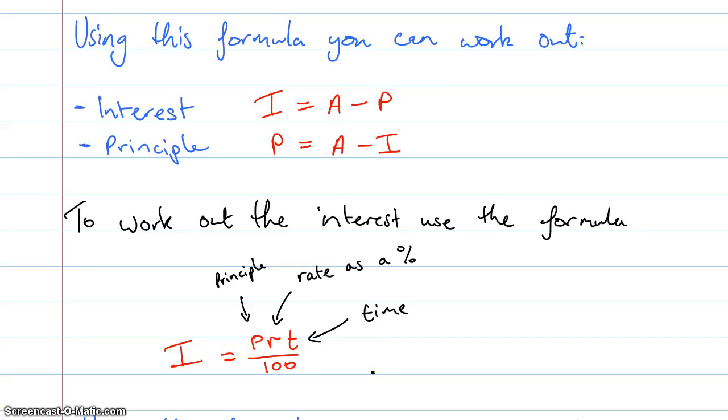This is the formula that we can use to find out the interest for lending money or for borrowing money. So the interest is calculated by the principal, which is what you started with, the rate as a percentage. So if it's 8%, that R is actually 8, and then the time in years. So 1 year would be 1, 2 years 2, and so on and so forth. And then all of that is divided by 100.